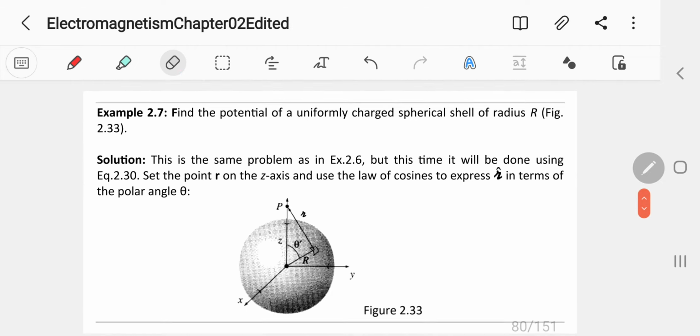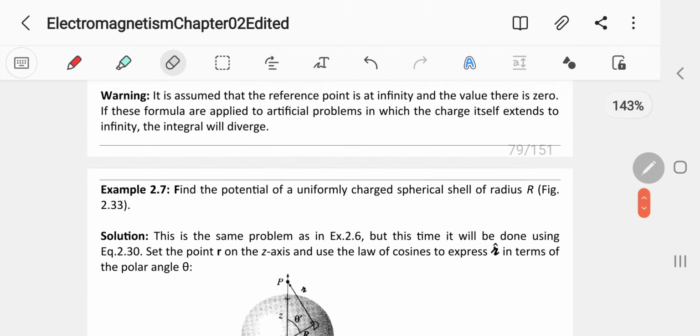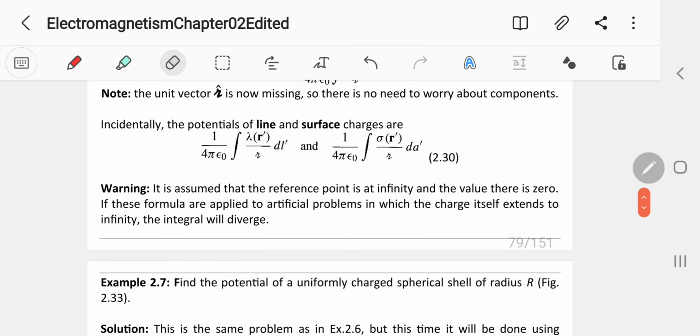Now we'll go to a second example for this lecture. In this example, we will find the potential of a uniformly charged spherical shell of radius R in this figure. This problem is just the same as the previous one, but we will now use this equation to find the potential instead of using the electric field.